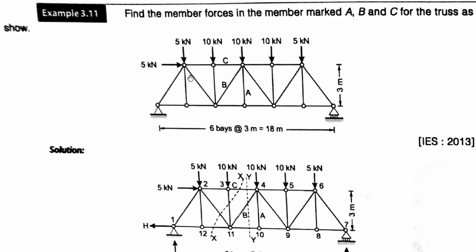Before starting, I would like to share the concept of zero force members. As you can easily see, at this joint we do not have any external support reaction and we do not have any external load. By convention, this member and this member are collinear and this is the non-collinear member. The non-collinear member will carry zero force. So member A carries zero force. Now we need to find the forces in B and C.